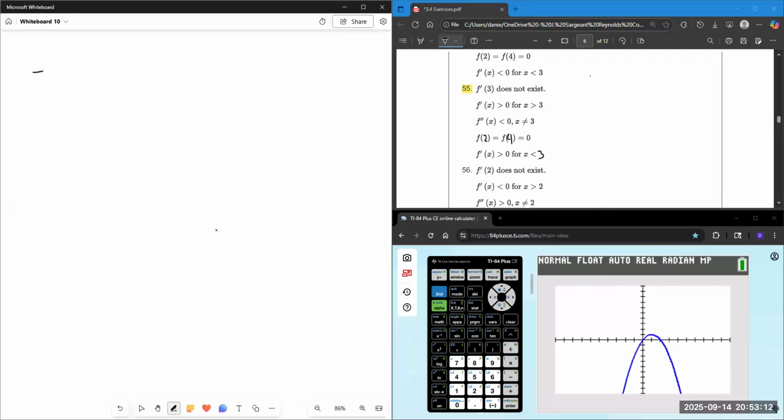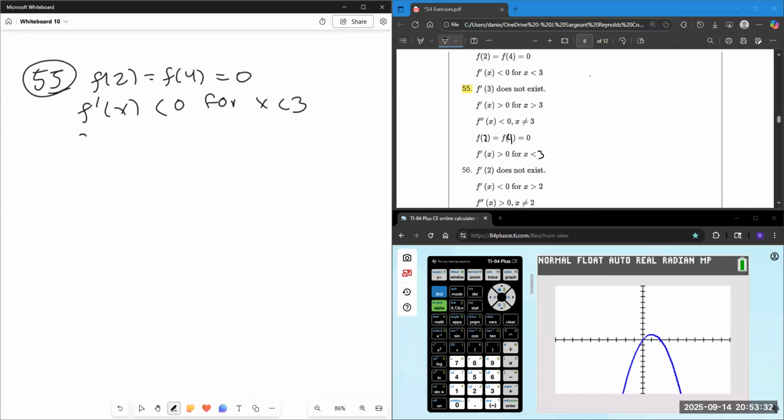And again, just copying what I have from the book, which the list is a little different here, and I don't want there to be any mistakes. So I have f of 2 is equal to f of 4 is equal to 0. F prime of x is less than 0 for x less than 3. F prime of 3 does not exist. And then f prime of x is greater than 0 for x greater than 3.